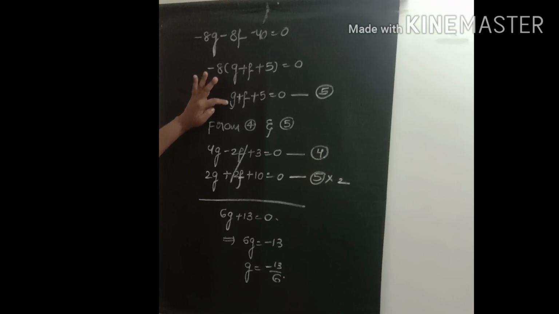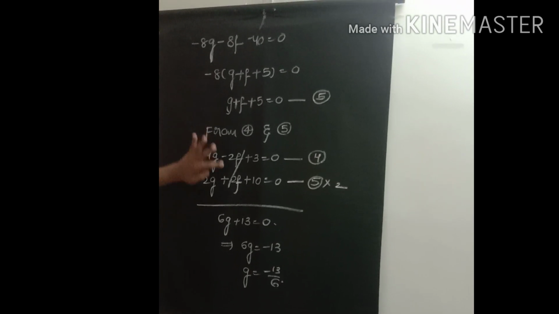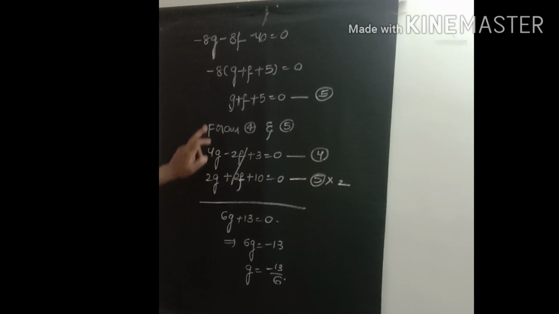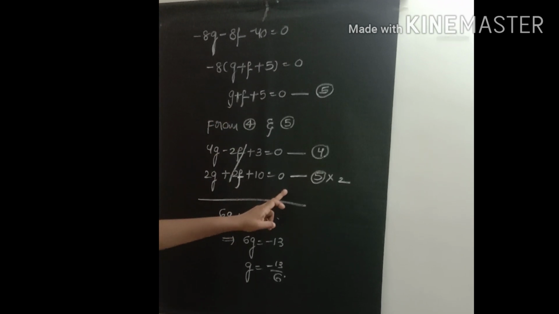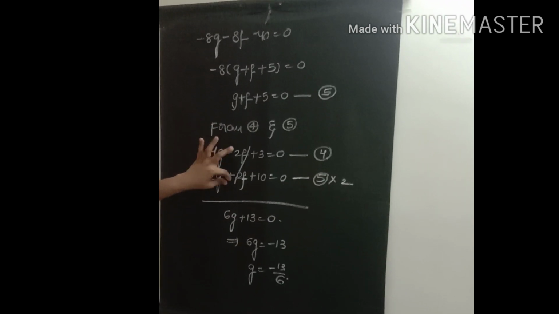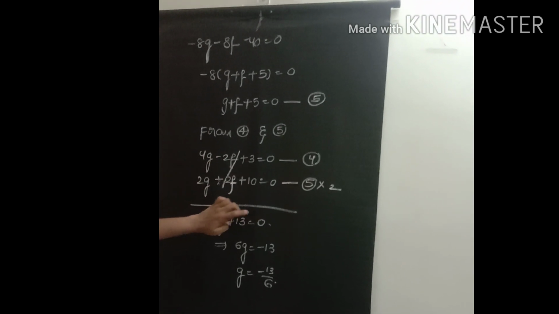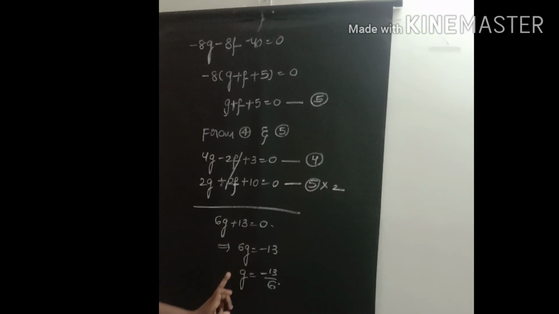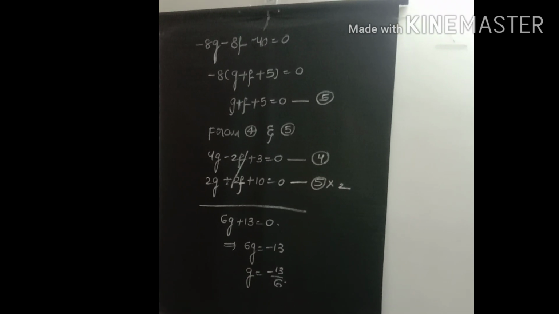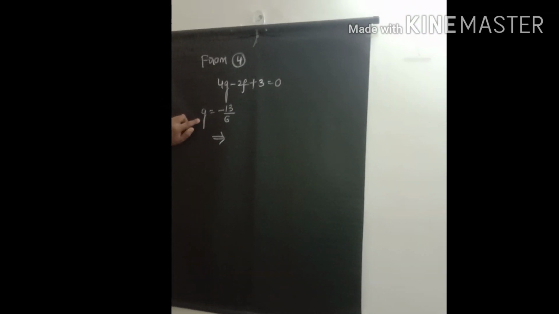Now we are multiplying the fifth equation by 2 to get the value 2f. So 2g plus 2f plus 10 is equal to 0. Now here plus 2f and minus 2f get cancelled. So 4g plus 2g, 6g plus 13 is equal to 0. Then 6g is equal to minus 13 and g is equal to minus 13 by 6.